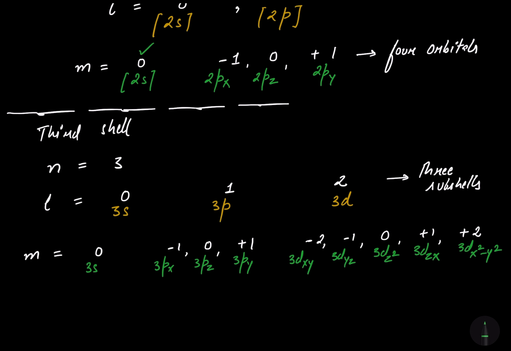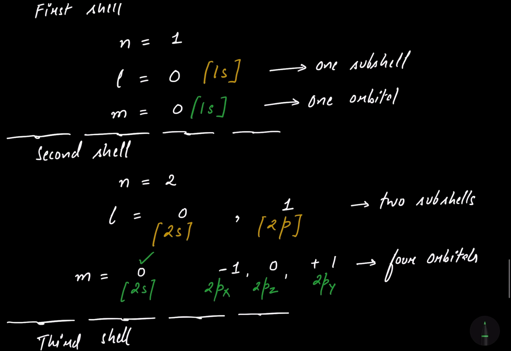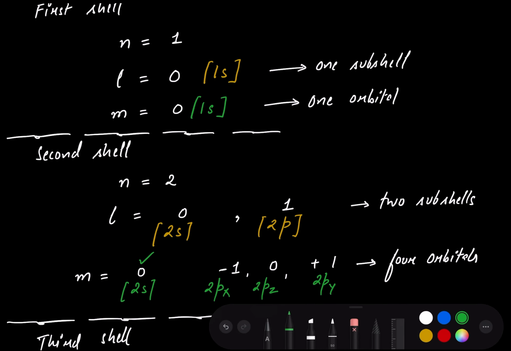So how many orbitals are we having? We are having 1, 2, 3, 4, 5, 6, 7, 8 and 9. We are having a total of 9 orbitals. So the main shell was 3, and 3 square stands for 9. So I have proved that there are 9 orbitals. Now one orbital has only 2 electrons. So let's calculate the number of electrons also.